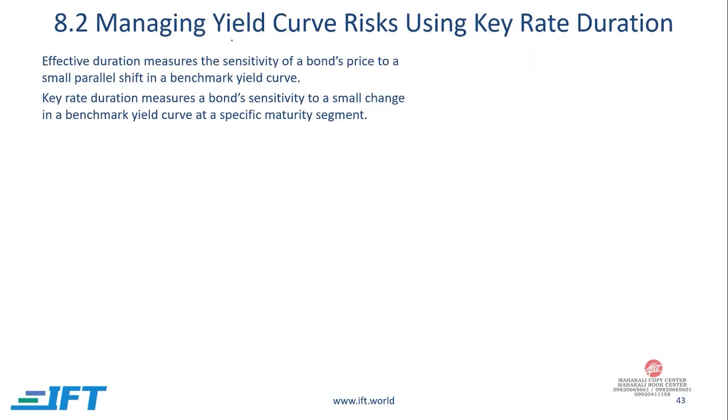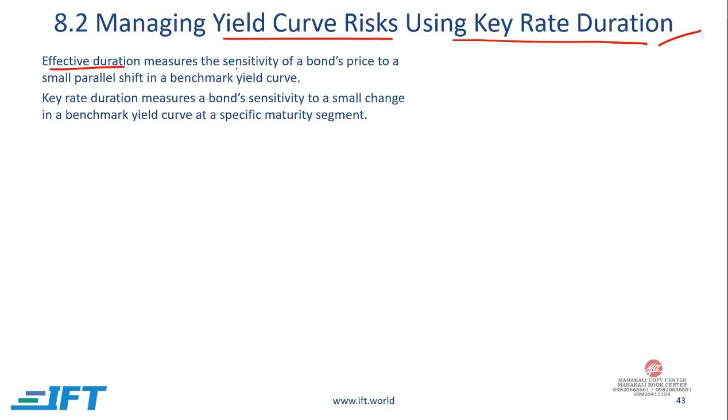This section is about managing yield curve risks using key rate duration. First, let's make sure we understand this concept of yield curve risks. The idea here is that when the yield curve changes, it might be a parallel change, a change in slope, or a change in curvature. These changes in the yield curve impact the value of a portfolio. To try and quantify that impact, we use a measure called key rate duration. The focus of this segment is on key rate duration. But first, let's quickly review the most basic duration measure, which is effective duration.